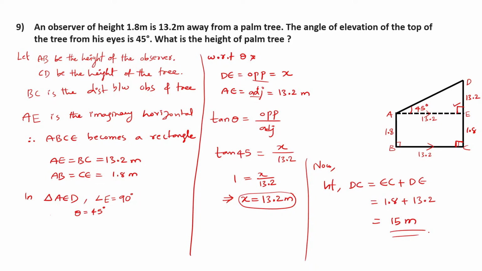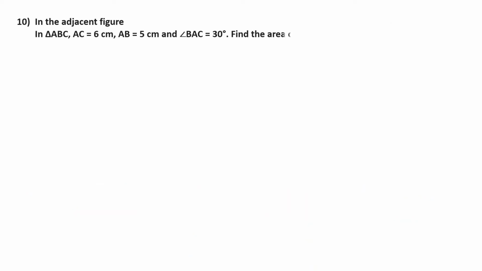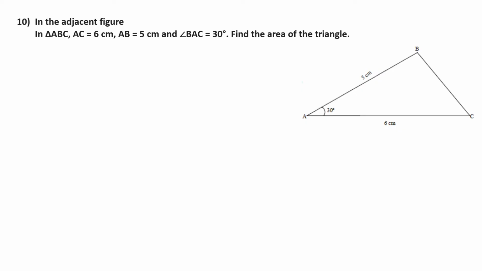So this is how we use trigonometry to find the heights and distances between various objects in real life. If you can imagine the situation as if it is in front of your eyes, the problems will be easier. Next, the final question. In the adjacent figure, we have triangle ABC with the given dimensions. We need to find the area of this particular triangle. Here, this is a direct application. It is not a real life application, but still, let's see how to apply trigonometry here.